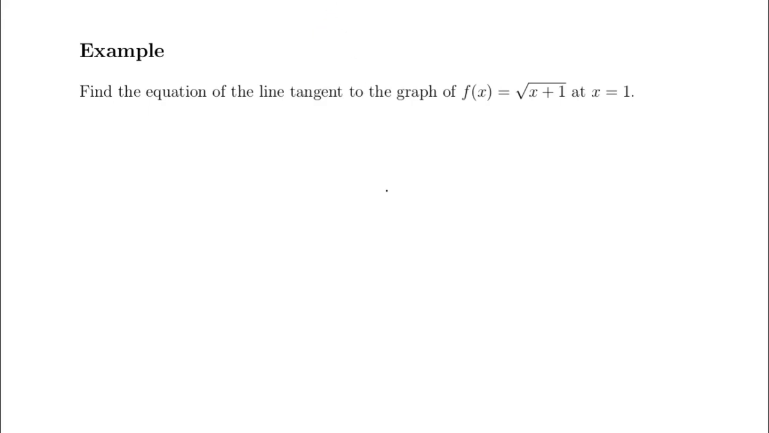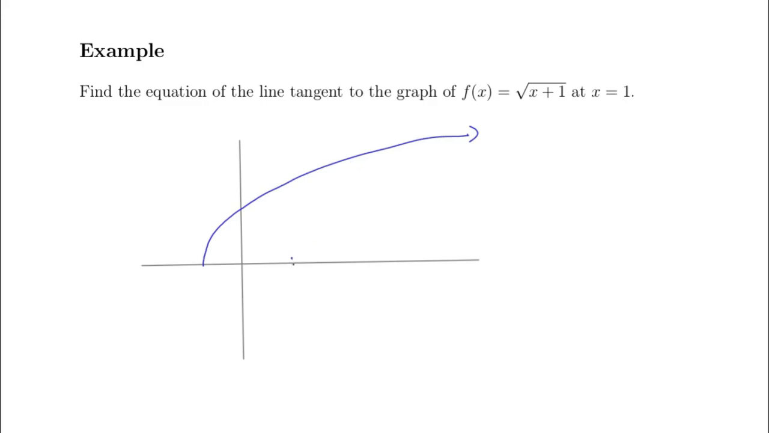We've got some function. We want to find a line that's tangent to our graph here at x equals 1. Let's just first go ahead and get a good sketch of this function so we can see what we're looking at. x plus 1 underneath our square root. This is a horizontal shift to the left, right? So this is our square root function shifted over here. And we've got an x value of 1. We're looking at this point.